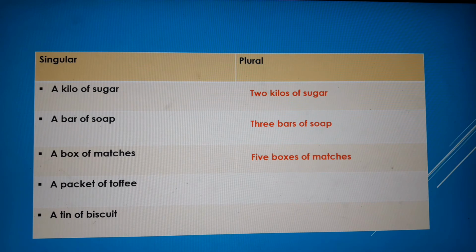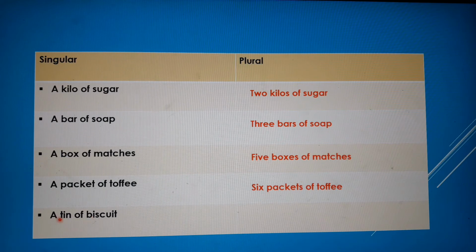A box of matches. So here you can see 5 boxes of matches. So you are adding es with box. So boxes. Next one. A packet of toffee. So how can you write in plural? Yes, 6 packets of toffee. So 6 packets of toffee. Packets. Number you can change.